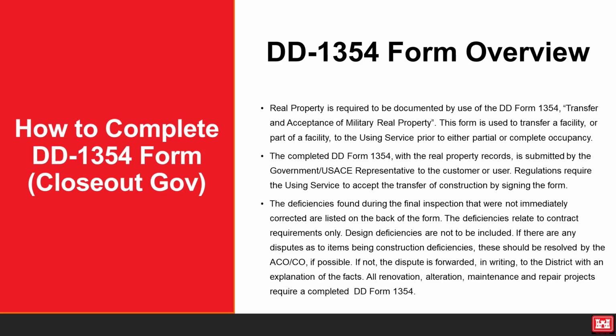The deficiencies found during the final inspection that were not immediately corrected are listed on the back of the form. The deficiencies relate to contract requirements only, and design deficiencies are not included. If there are any disputes as to items being construction deficiencies, these should be resolved by the ACO or CO if possible. If not, the dispute is forwarded in writing to the district with an explanation of the facts.